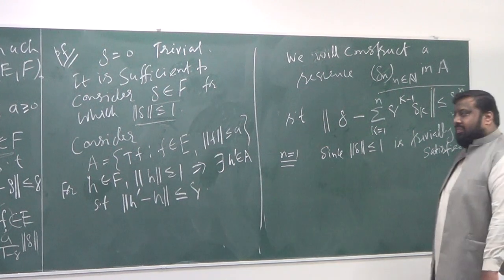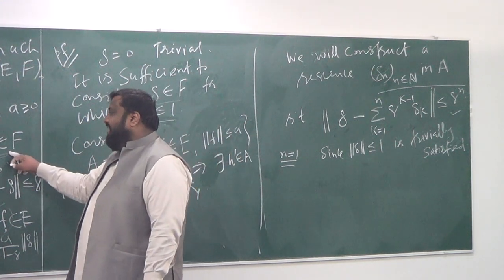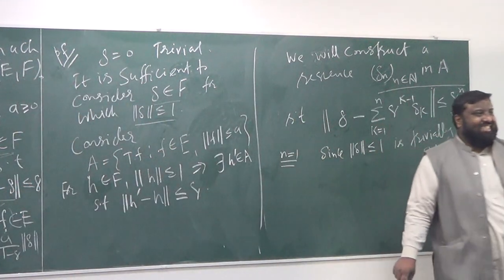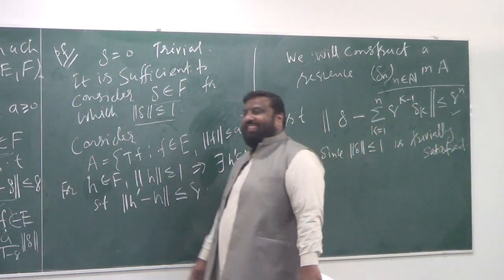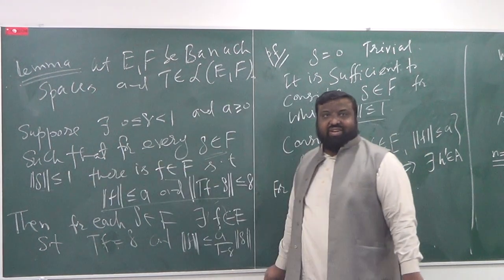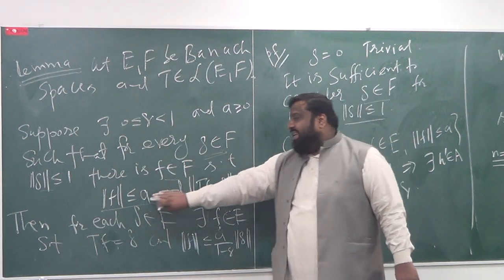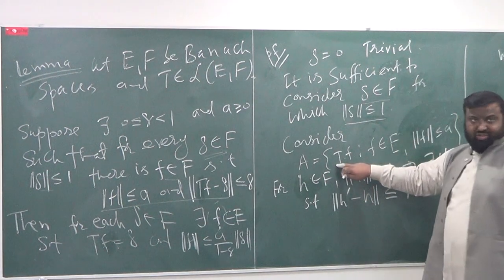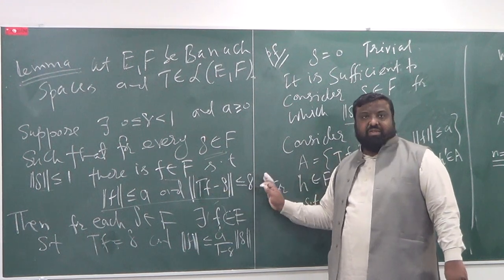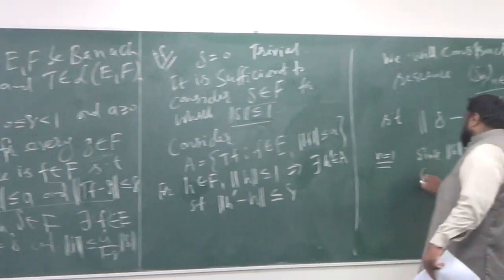TF minus G is less than or equal to q? Not for all F, but for every G with such a property. See, you have these hypotheses. Just think about what the hypothesis is telling you. If G is in the space, such that the norm of G is less than or equal to 1, there must be F such that the norm of F is less than or equal to A, hence F belongs to A. And TF minus G can be estimated by q. This is satisfied from the hypothesis.